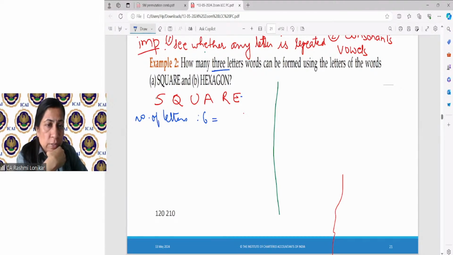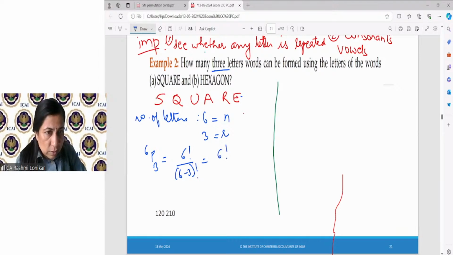So what is this? This is my N. And what is my R? R is 3. Okay, how many three-lettered words? So how many words can be formed is this. Okay, nPr. So 6P3. So this is 6 factorial upon 6 minus 3 factorial, which is equal to 6 factorial upon 6 minus 3 is 3, so 3 factorial. This is 720 and this is 3 factorial is 6.